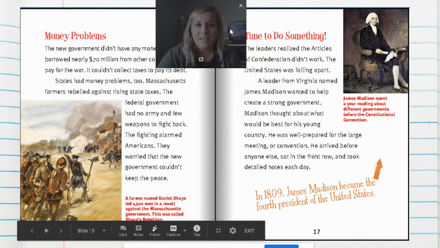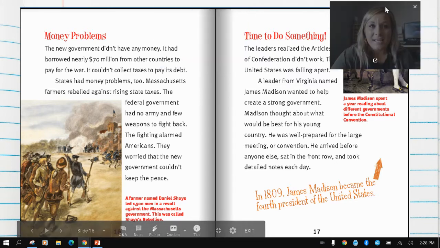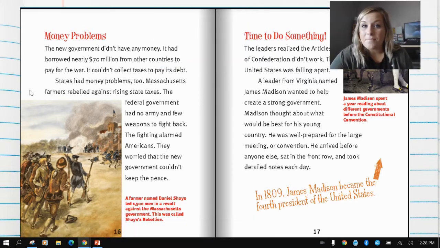Money problems. The new government didn't have any money. It had borrowed nearly $70 million from other countries to pay for the war. It couldn't collect taxes to pay its debt. States had money problems too. Massachusetts farmers rebelled against rising state taxes. The federal government had no army and few weapons to fight back. The fighting alarmed Americans. They worried that the new government couldn't keep the peace.